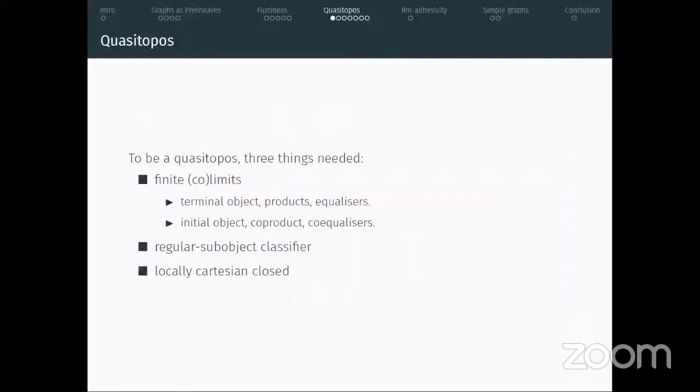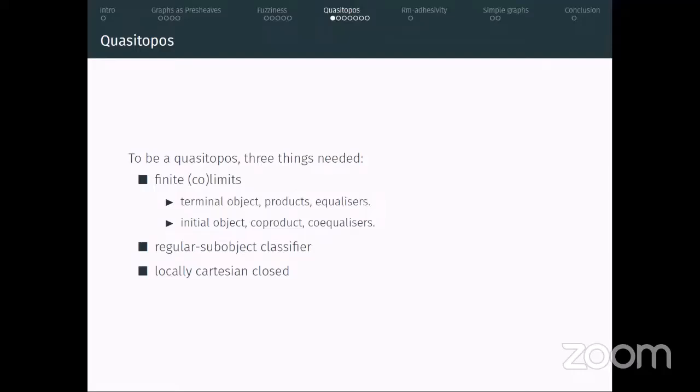So to be a quasitopos means that you need a few things to be satisfied. You need finite limits, finite colimits. You need a regular subobject classifier and the no Pellicati clause. So I will try to give an idea of what those concepts mean for those of you that don't know.